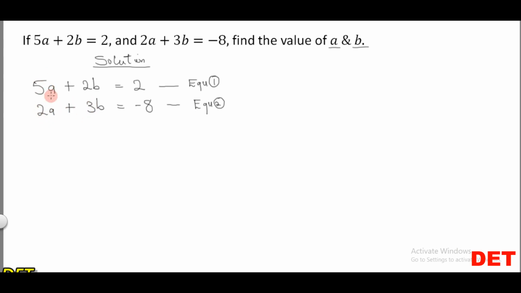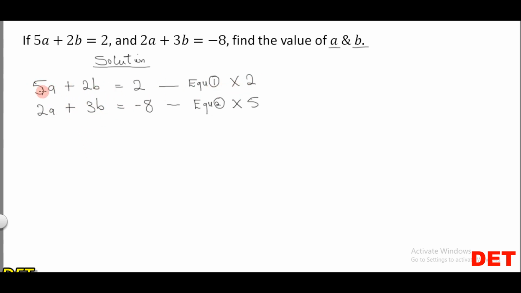To eliminate this a, this 5a and this 2a, I will have to multiply equation 1 by 2. Where did I get the 2 from? I got the 2 from the coefficient of a in equation 2. Then I will multiply my equation 2 by 5, so that this 5a and this 2a can be equal.